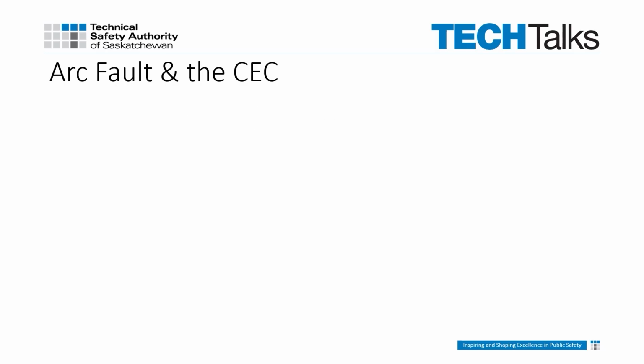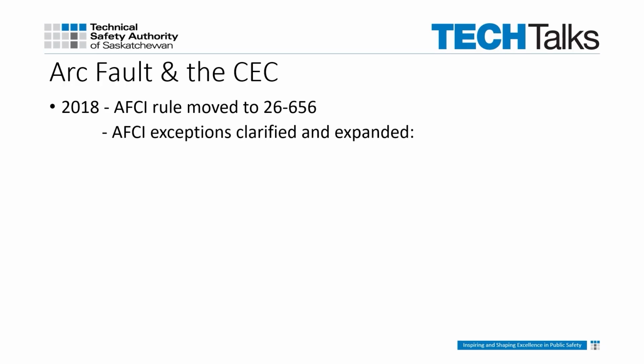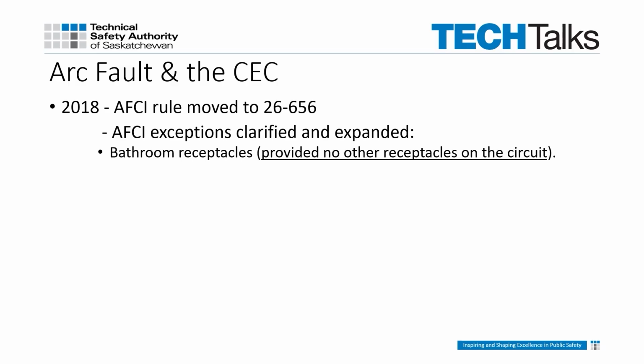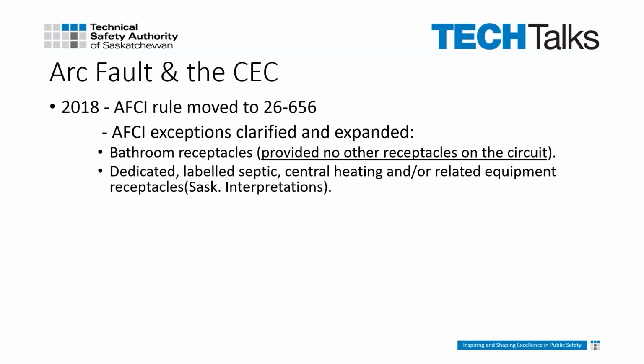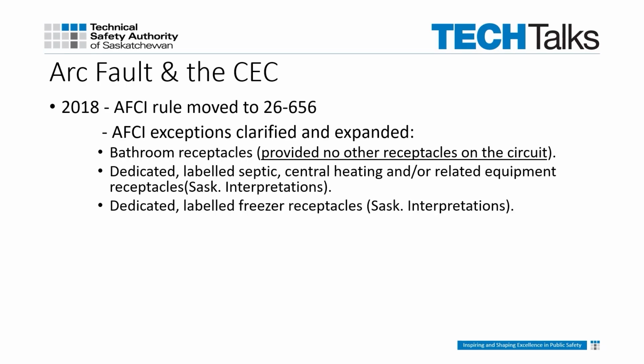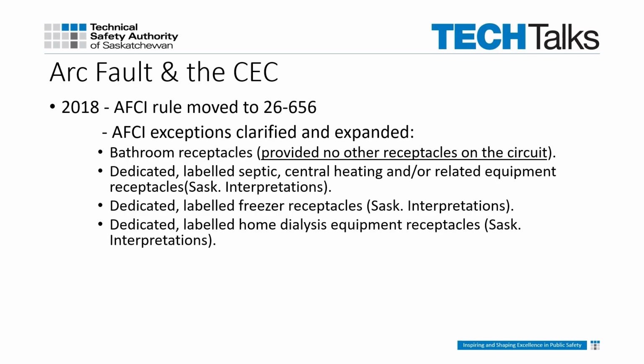In 2018, arc fault became its own rule as 26656. AFCI exemptions were expanded and clarified in this year. Bathroom receptacles could only be exempted if there were no other receptacles on the circuit. The Saskatchewan interpretations added AFCI exemptions for certain receptacles, such as septic and central heating equipment, freezers, and dialysis equipment, as long as they were dedicated and labeled circuits.